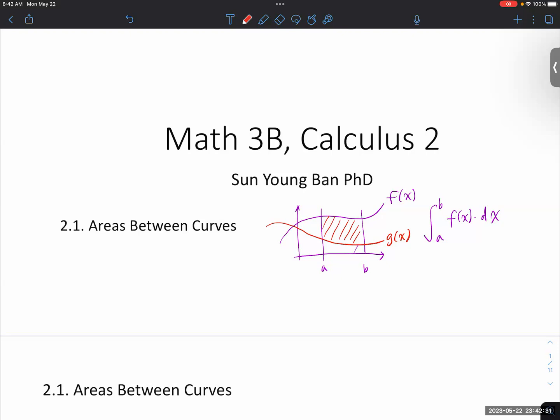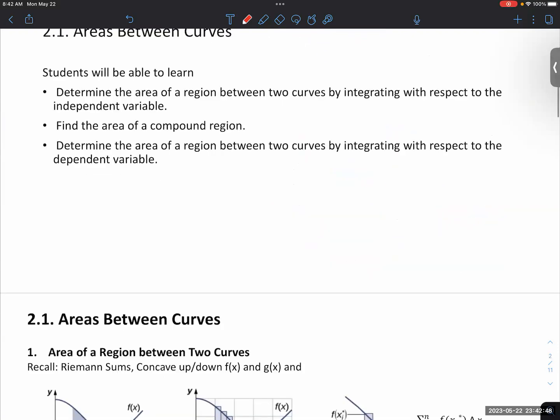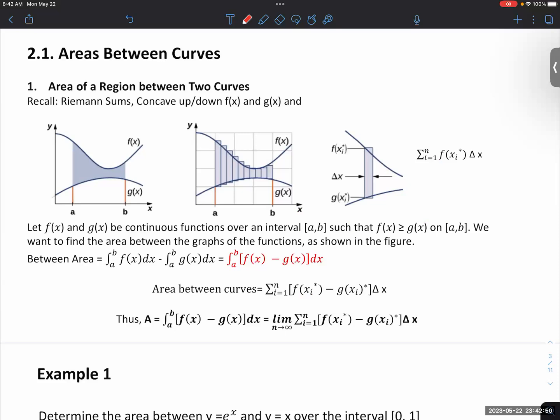So that's a different thing from the previous chapter. We're going to expand the idea to calculate the area between 2 curves. So it's going to be very similar to what we have done in the previous chapter. So let me show you the idea here. So yes, I want to find out the area between these 2 functions.